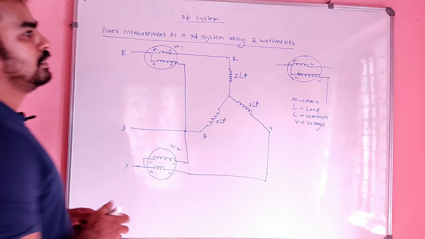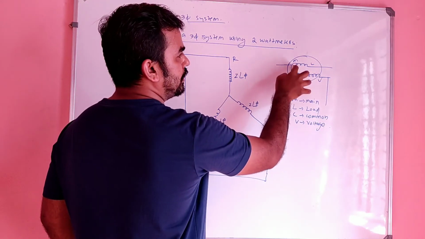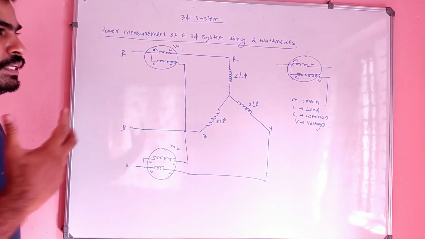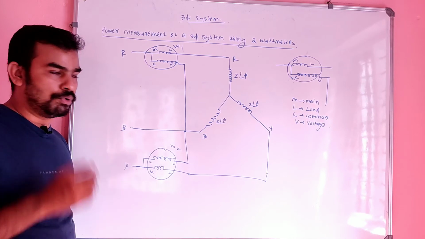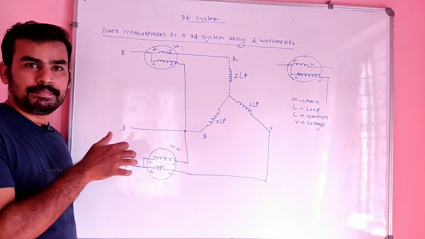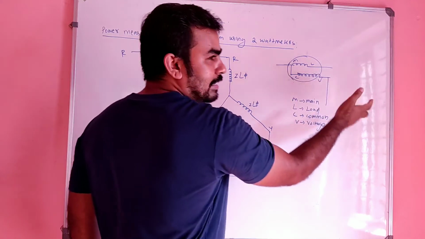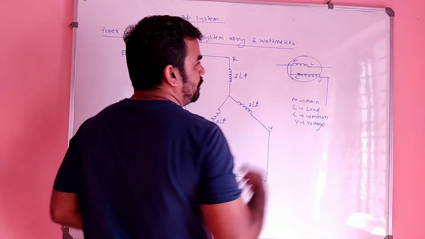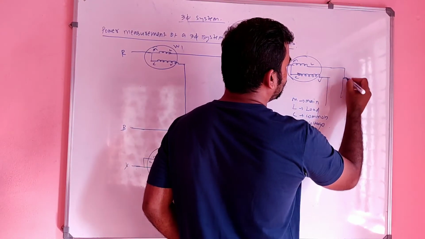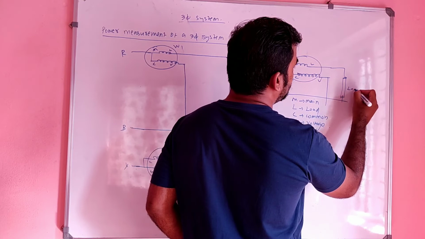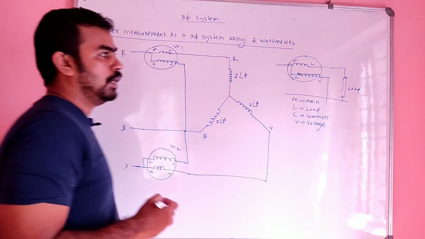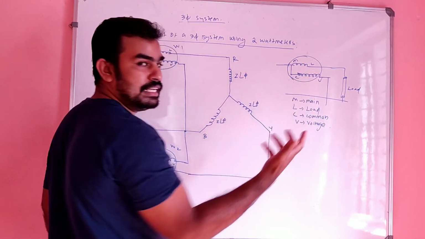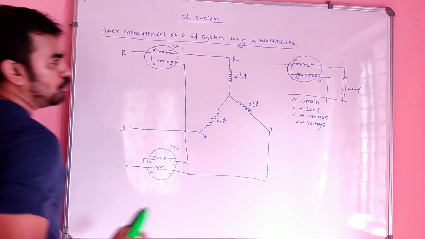That means this terminal is connected to the main line. M and C are always short circuited. Whenever you do an experiment in your electrical laboratory, you always short M and C; then only it will be connected. That is why M and C should be shorted. M is the main line, L is the load, because across this you have to connect the load. And C is the common point, V is voltage. Common voltage, that's all.